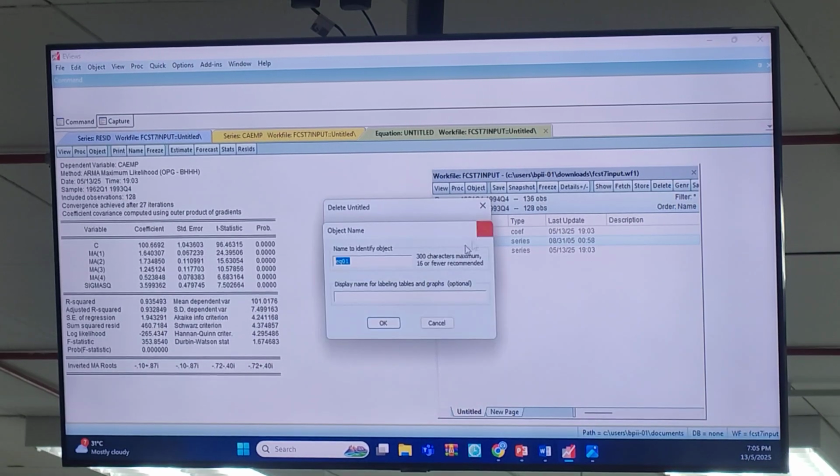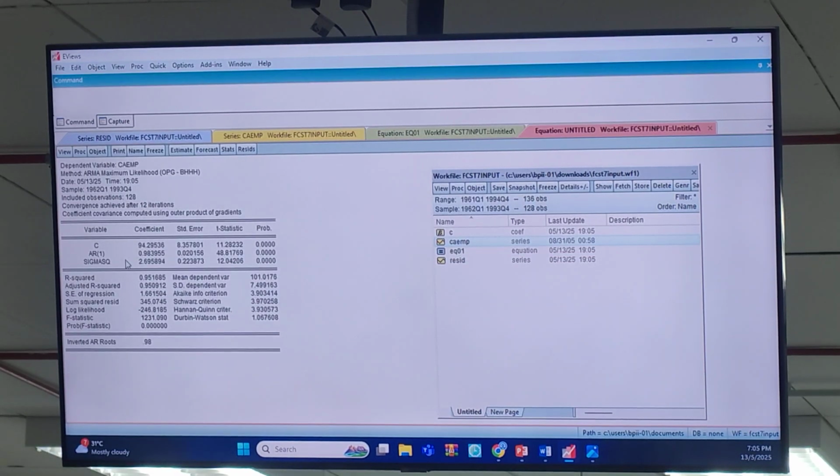You can name the equation, equation 1. If you want to save the estimated model, you can just save; if you don't want to save, you just delete it. This one is significant as well. The Durbin-Watson is very low, 1.06. This C is the estimate of mu for the mean, and this phi 1 is the estimate for phi. And then the inverse root of AR determines what? It determines the stationarity.